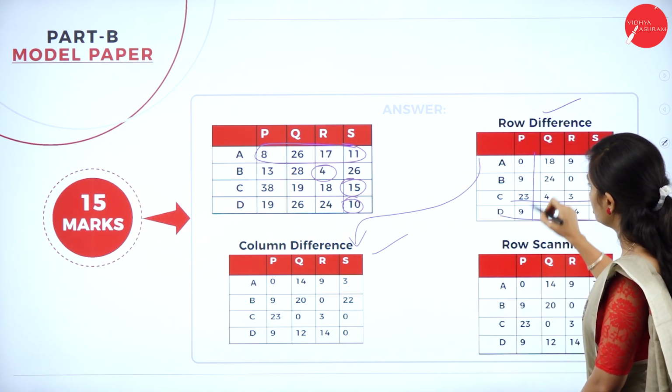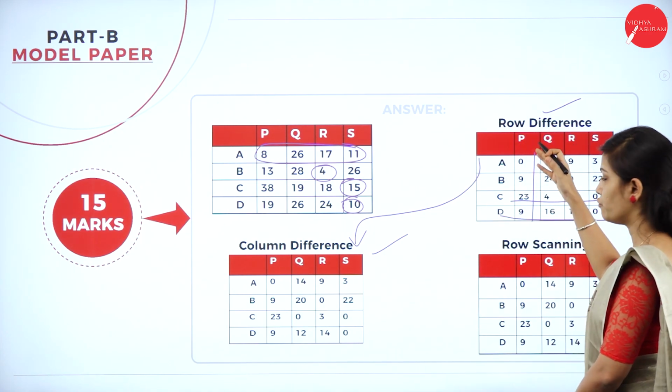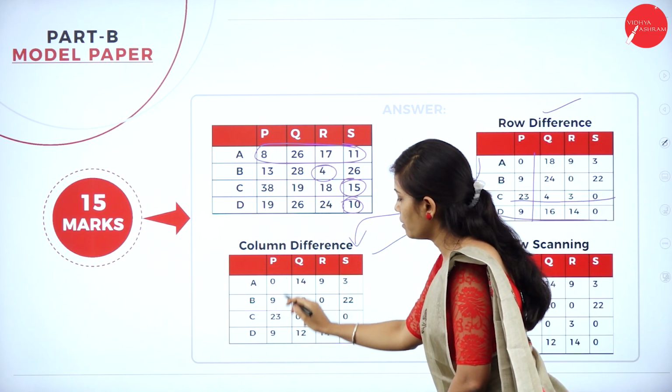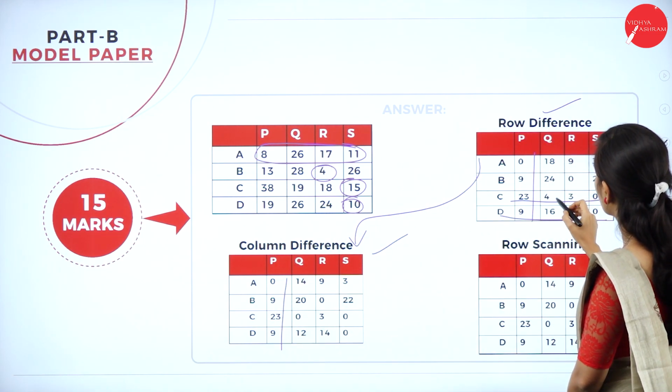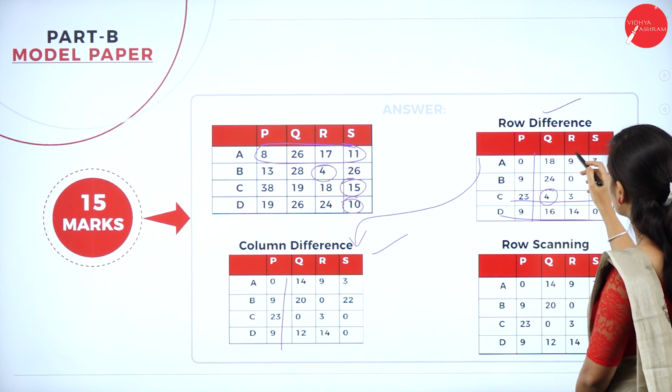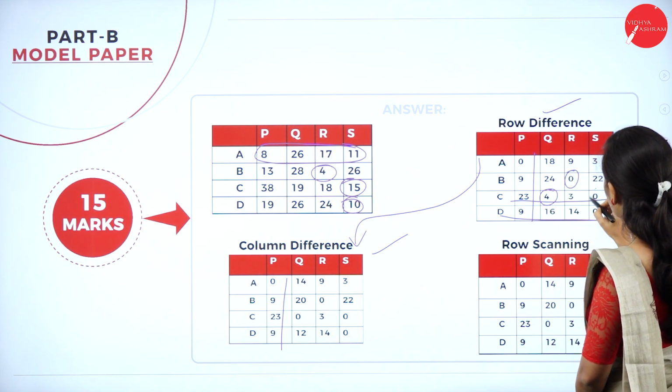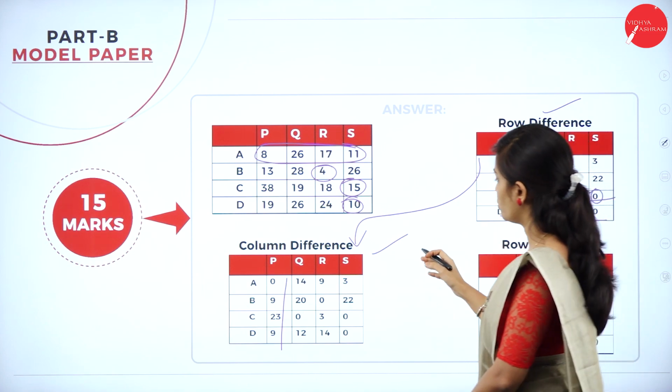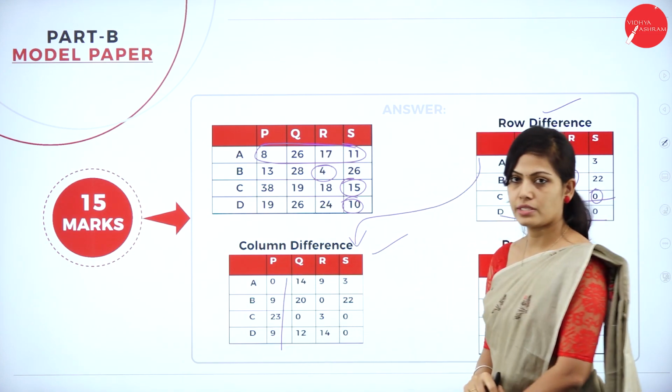In the first column, 0 is the least value. If you get 0, you will get the same values. And in the second column, 4 is the least value. Third column, 0 is the least value. Here also 0 is the least value. So you'll get this column difference.